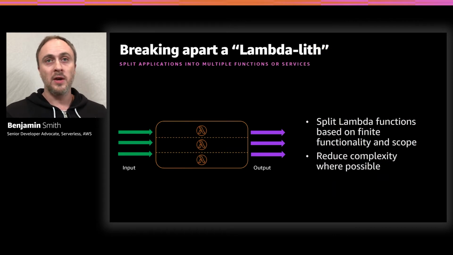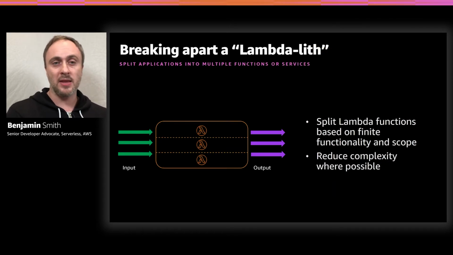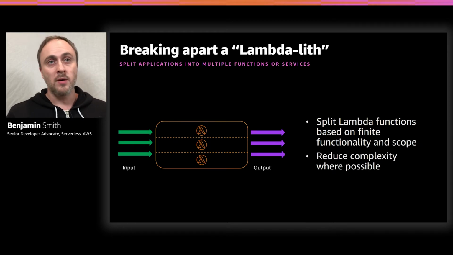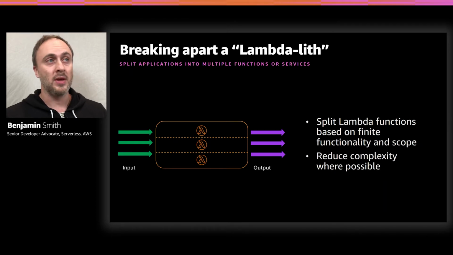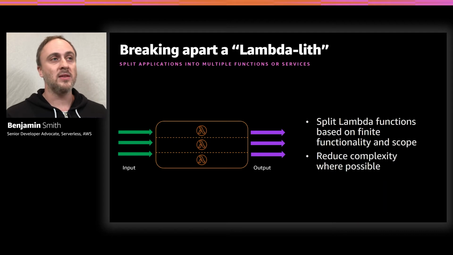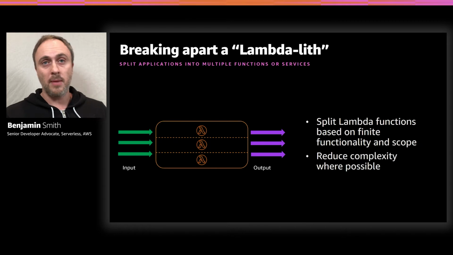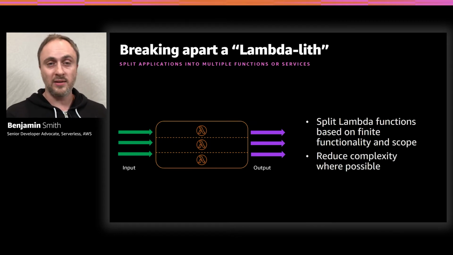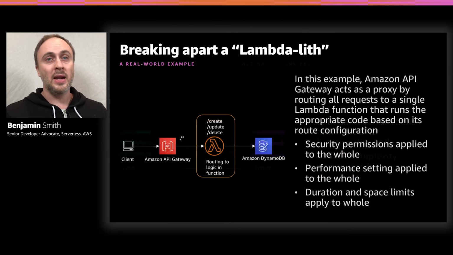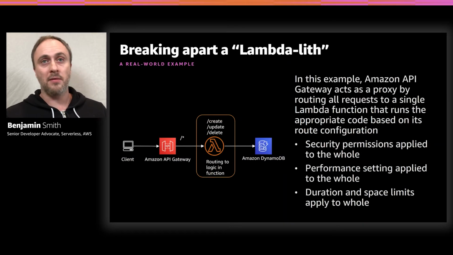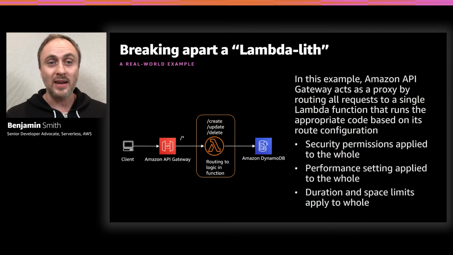So how do you solve these two growth challenges of a Lambda-lith and a monorepo? Well, first you can try and split your Lambda-lith apart into multiple Lambda functions. Each function should have a small, well-defined functionality and scope. So a golden rule here is to aim to reduce complexity wherever possible. That means limiting the conditional logic in your Lambda functions. Often you'll see a one-to-one mapping of a single event invoke to a single Lambda function. And here's a good example of a common Lambda-lith that we often see customers sort of accidentally create.